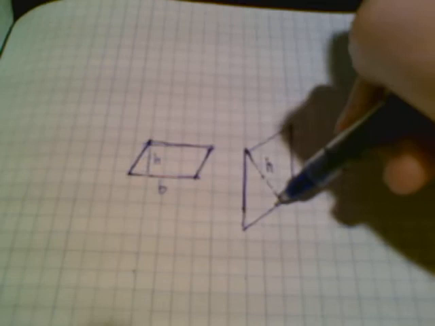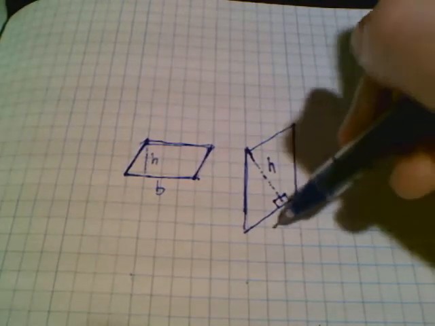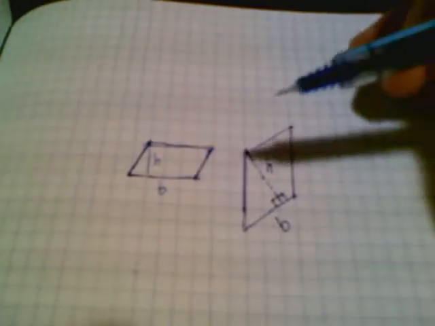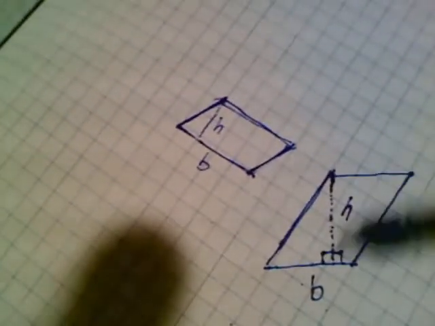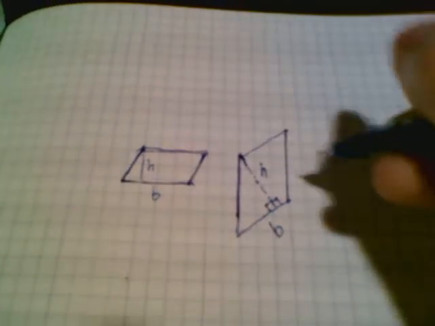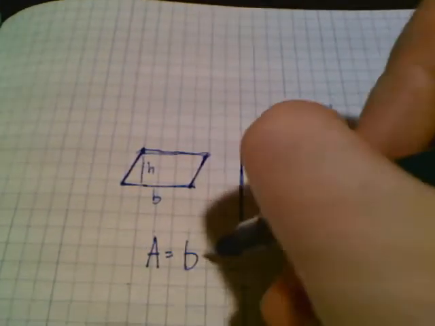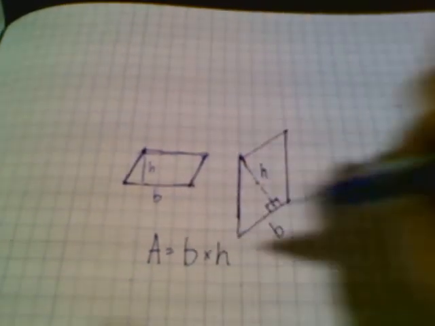And it will always make a right angle with the base. So if I turned this, looked at it like that, it would look perfectly normal, so that's the height and that's the base. The formula for a parallelogram like this is always area equals base times height. Okay?